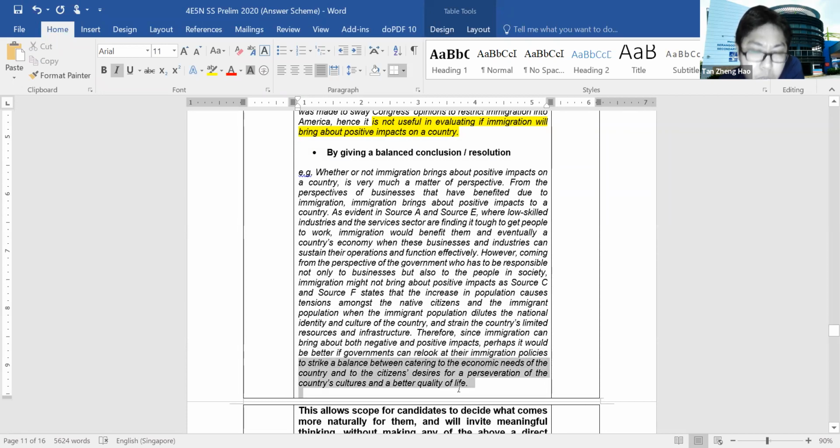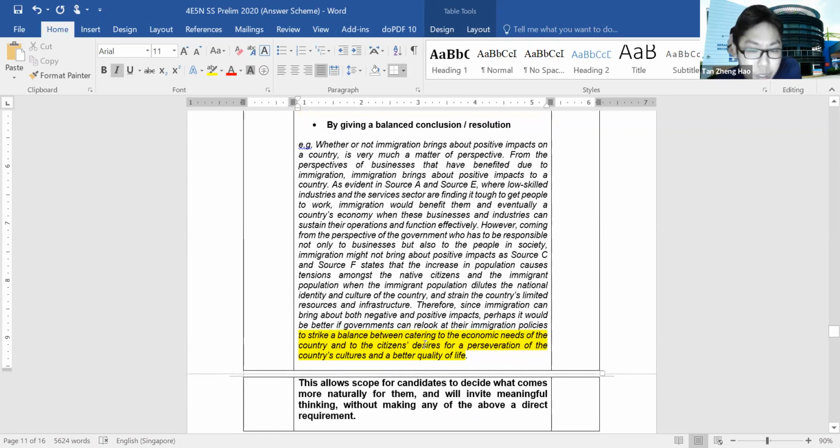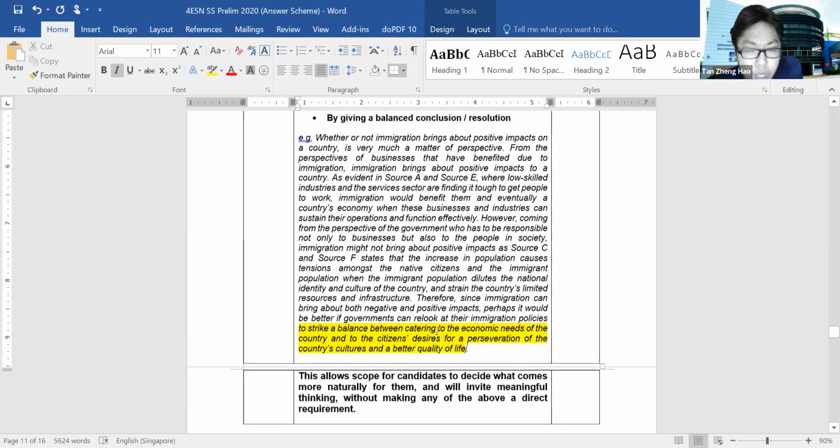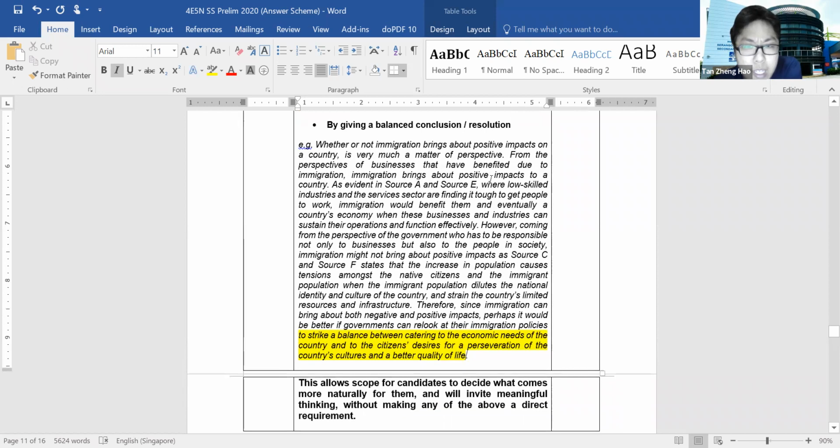So this is quite a balanced conclusion. In this case, the teacher never really says whether he agrees or disagrees with the statement, but he says that a balance needs to be struck. You can obviously also say why you agree more than you disagree. There's no one fixed answer to it, but basically this is just a sample.